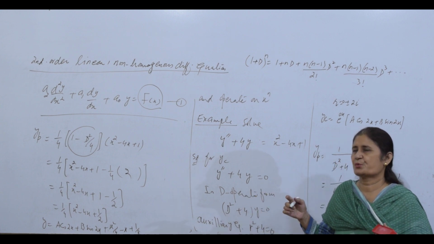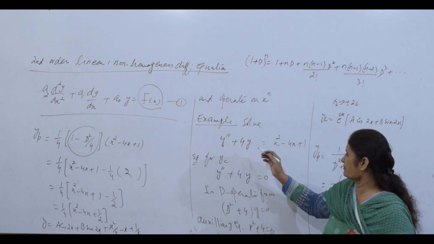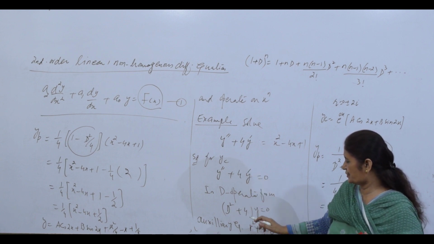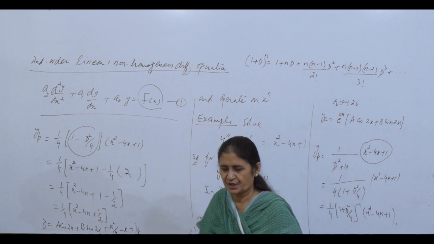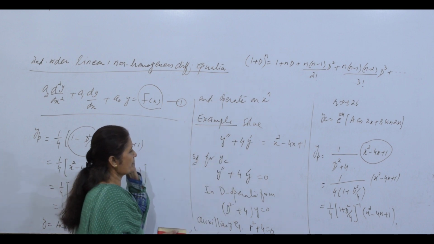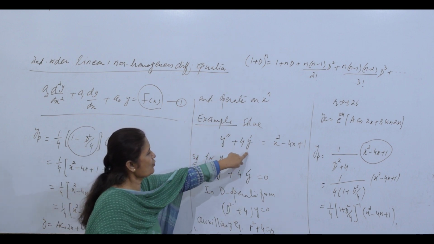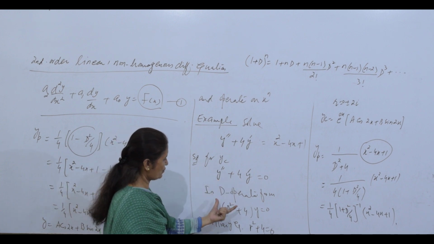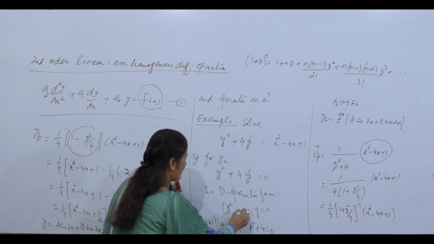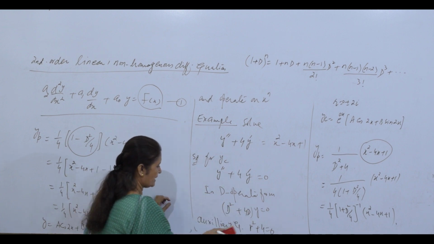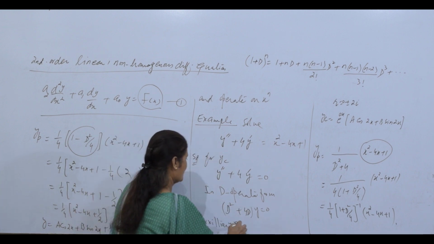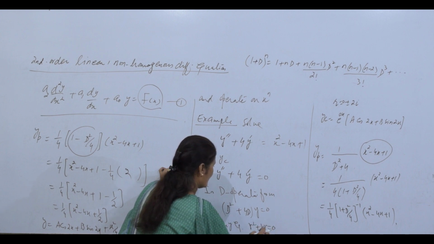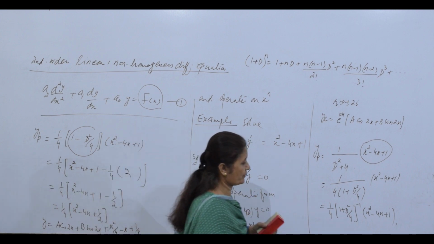So the third question is y double dash plus 4y dash equal to x squared minus 4x plus 1, I have the same right hand side. For the complementary function, the left hand side is 0, with D as the operator: D squared plus 4D, where y dash means D. Then the auxiliary equation is r squared plus 4r equal to 0. The roots are 0 and minus 4.